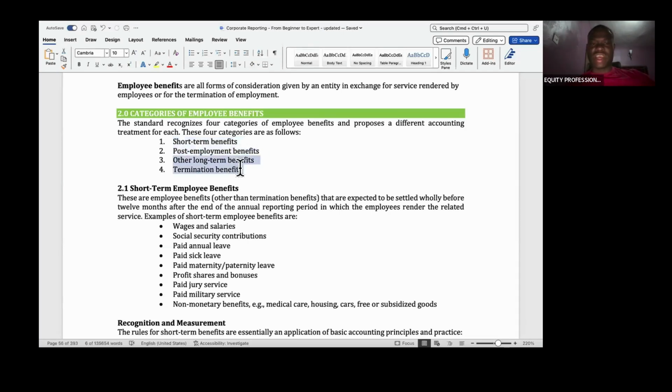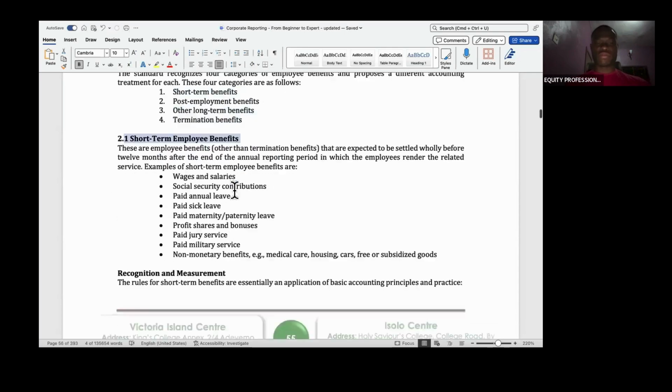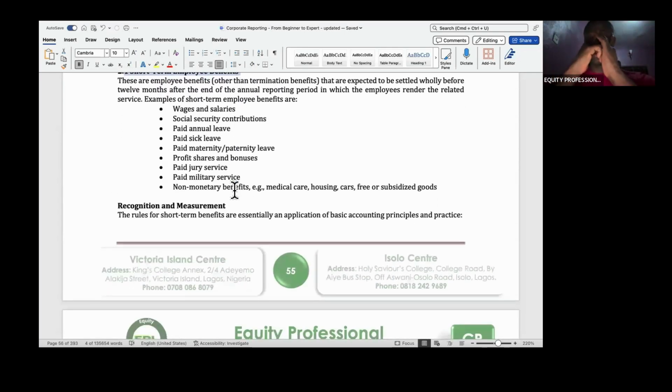I've never really seen ICAN asking this one in a long time. This other long-term and termination. I've never really seen them ask it, but not that they can't ask it. Of course they can. We have not really seen them ask it. Okay, but we would touch on them very briefly. So let me start with this short-term employee benefits. So please, let's pay attention.